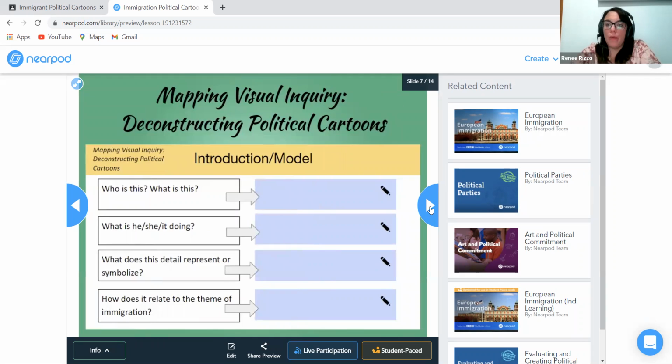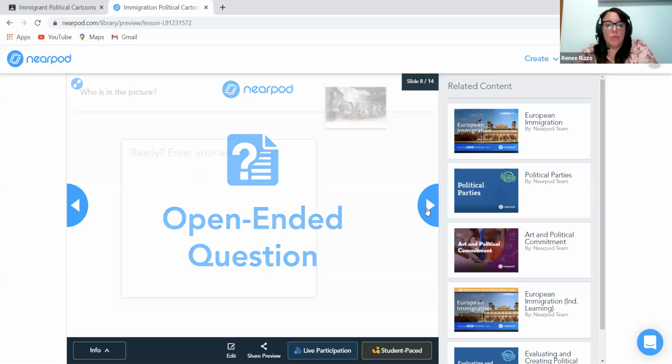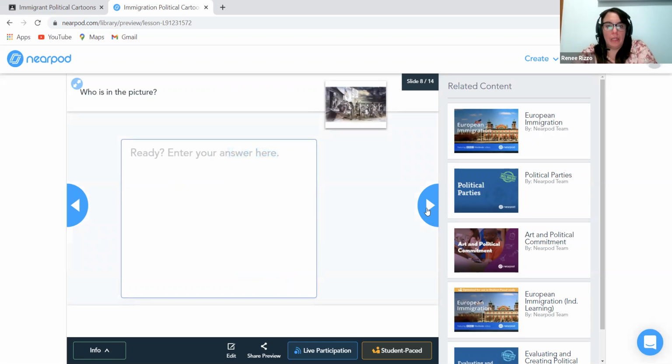This was also the Mapping Visual Inquiry, Deconstructing Political Cartoons tool from the original lesson. Who is this? What is this? What is he, she, it doing? What does this detail represent or symbolize? How does it relate to the theme of immigration? So I just broke these up into open-ended questions within Nearpod. Who is in the picture?